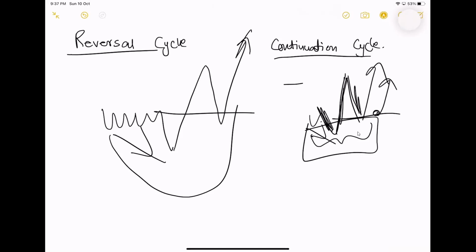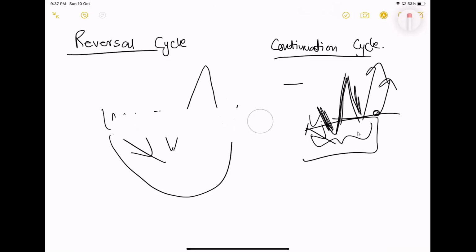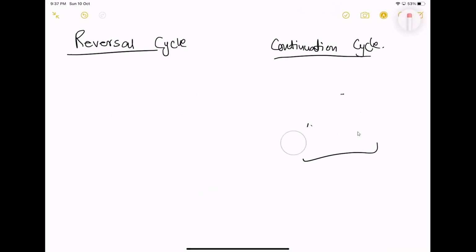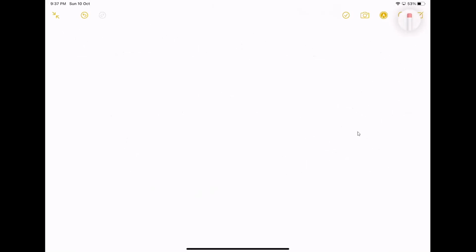Now, what about the continuation cycle? When you look at a continuation cycle, what is the signature in price? All right, what is the signature in price that we should be looking for on a continuation cycle? Can someone tell me?